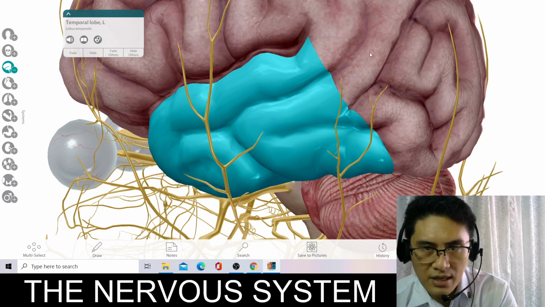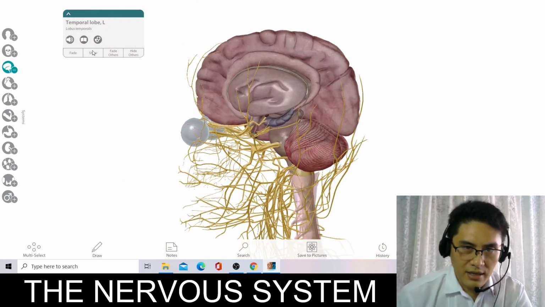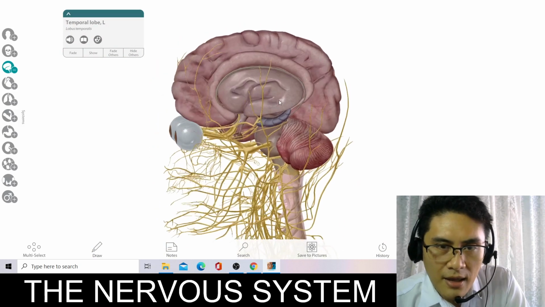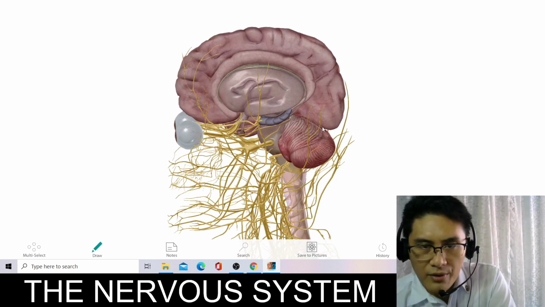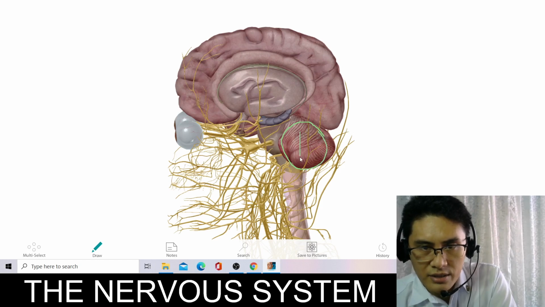Okay? So now that we are done with that, we can look at the specific organs. For example, we can look at the brain here. We can hide half of it so that we can see the internal structure. And looking at this, we can actually identify three main subdivisions of the brain. So this here is called the cerebellum.